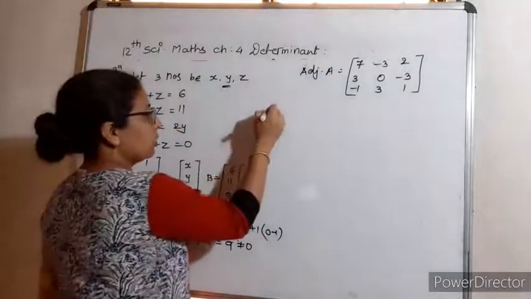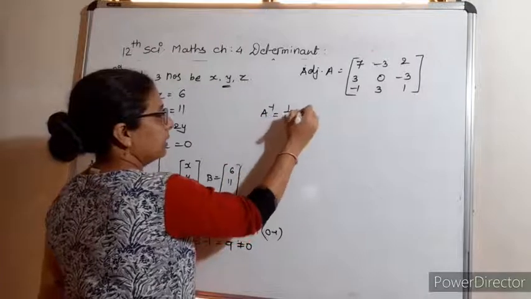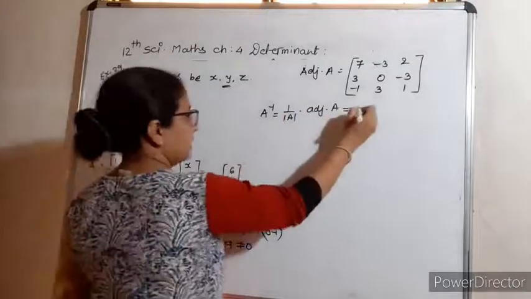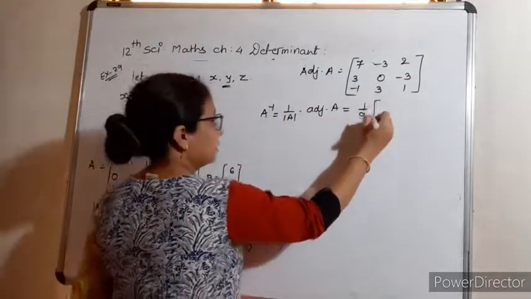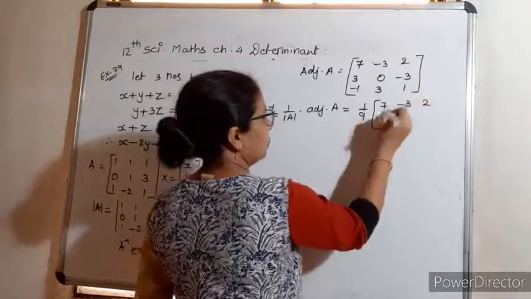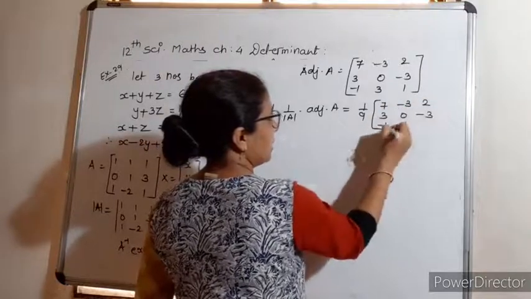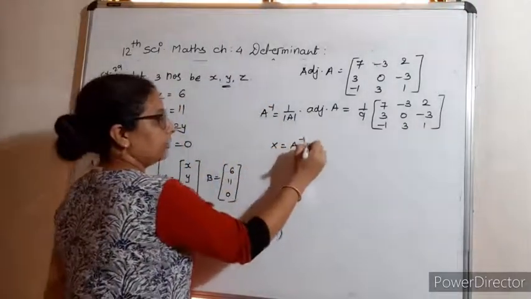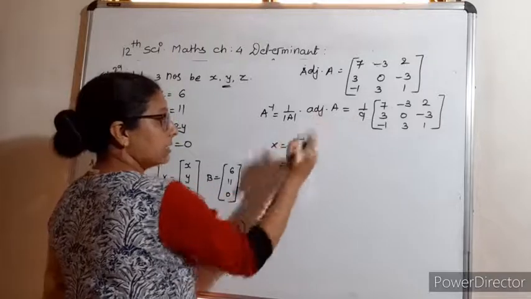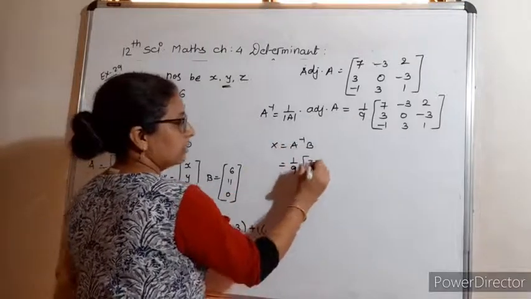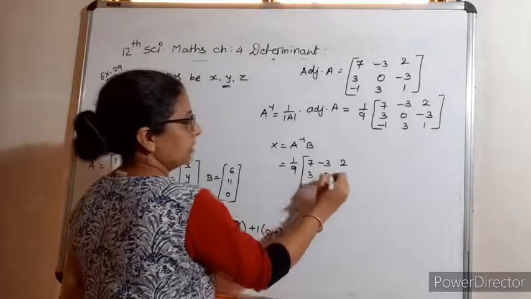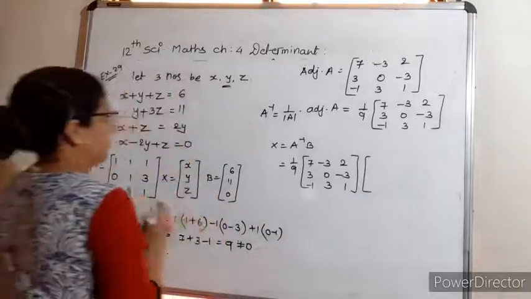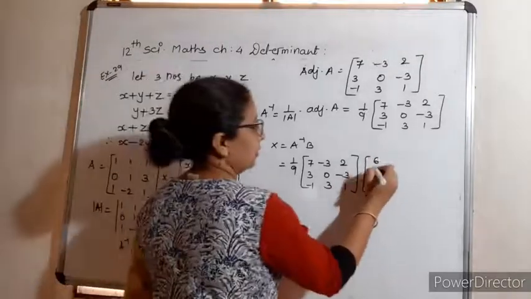A inverse is equal to 1 upon determinant of A into adjoint of A. The determinant is 9. Here 7, minus 3, 2; 3, 0, minus 3; minus 1, 3, 1. Now X is equal to A inverse B. A inverse we will get: 7, minus 3, 2; 3, 0, minus 3; minus 1, 3, 1, into B. B is 6, 11, 0.